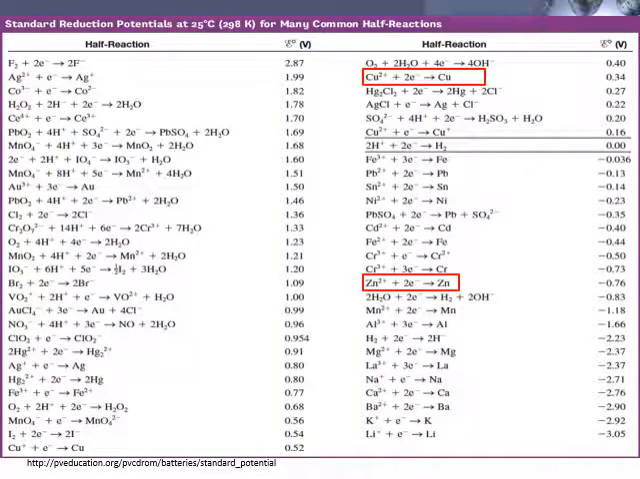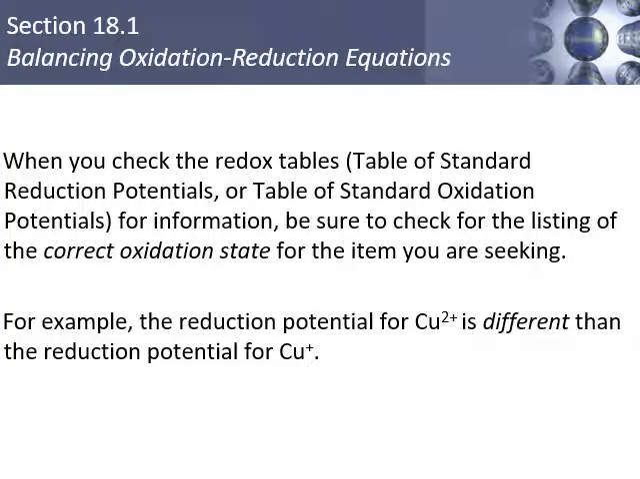So again, here we have our chart. And this slide is just saying that you have to be careful because sometimes they may have two different listings for the same species. For example, for copper 2+, there's a half reaction that is listed with it gaining 2 electrons, but there's another one where it only gains 1. So you have to be sure that you've got the right species with the right number of electrons.